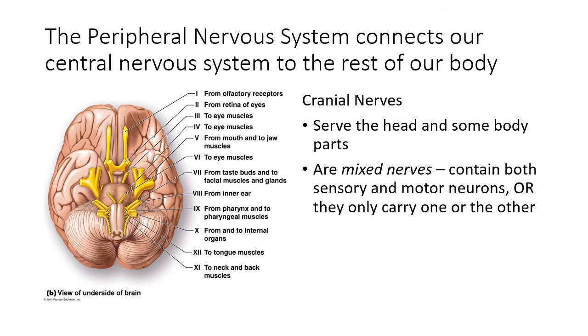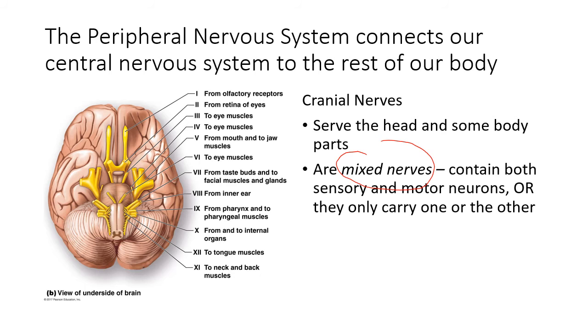Remember, in the spinal nerves, we had the dorsal versus the ventral roots. So we were separating the types of neurons that we see in those roots. Dorsal has sensory, ventral has motor. In the cranial nerves, we call these mixed nerves because these nerves contain both sensory and motor neurons, or they can be non-mixed, where they carry only one or the other, similar to the spinal cord. But many of these are mixed, meaning they have both the sensory and the motor neuron that serves that region of the head.